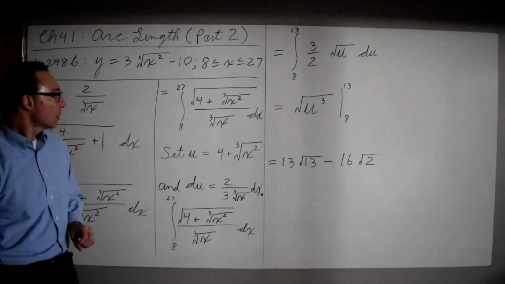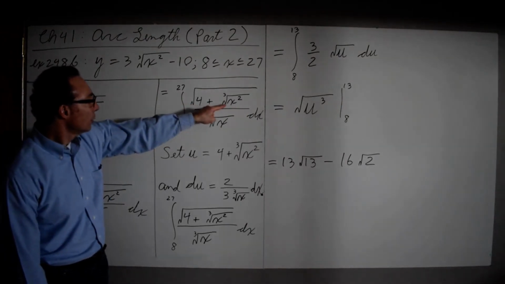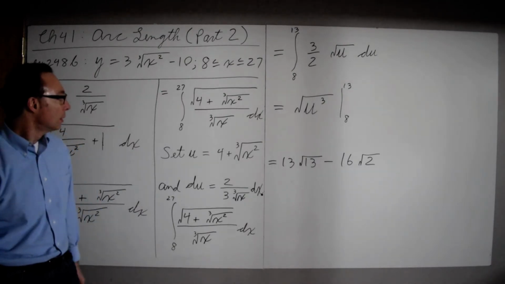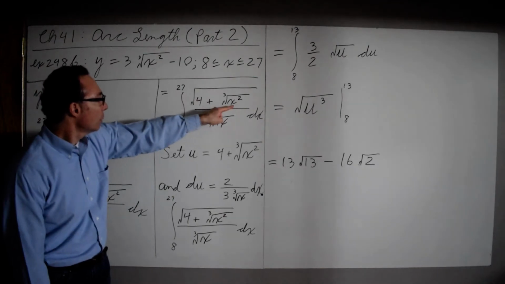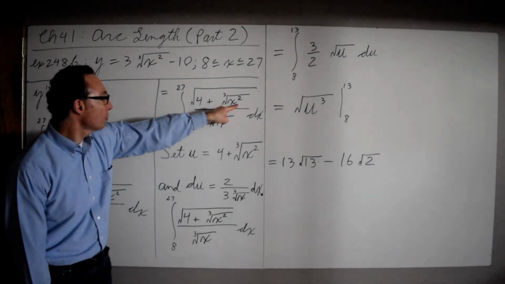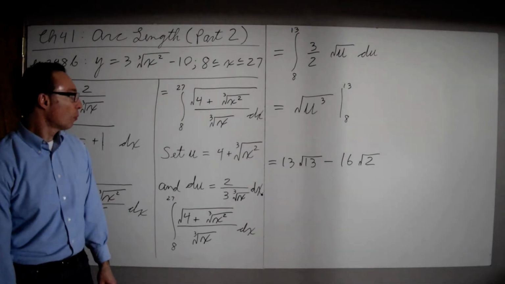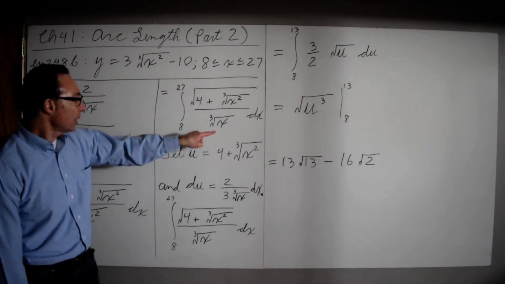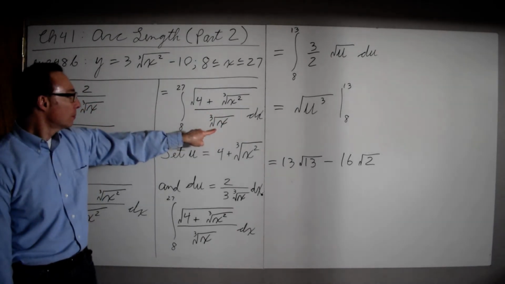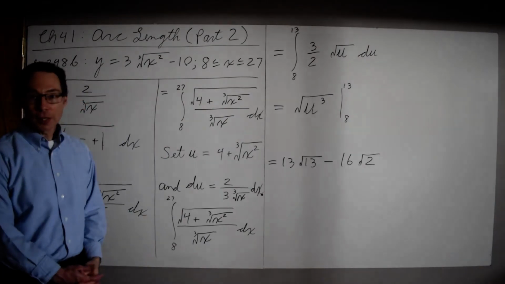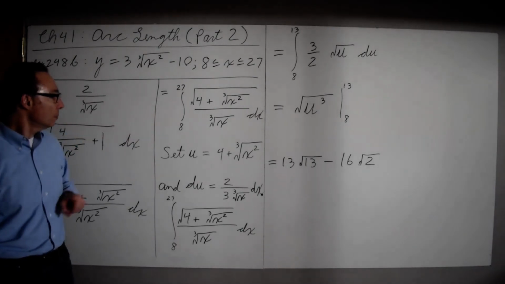Then we notice that the derivative of 4 plus the cubed root of x squared, we can look at this as x to the 2/3 power. When you take the derivative, you have 2/3 x to the negative 1/3, and x to the negative 1/3 is equal to 1 divided by the cubed root of x. And so this tells us that substitution is going to be a good method for integrating this function.